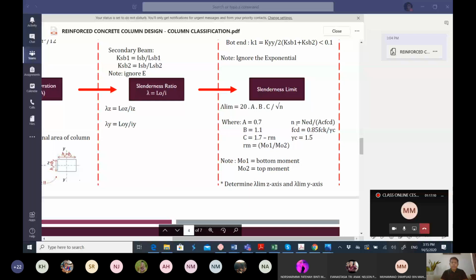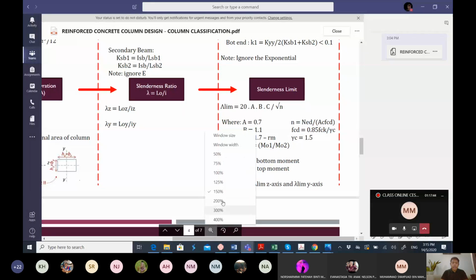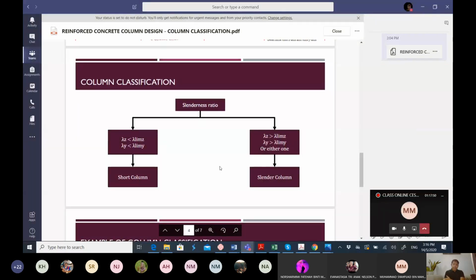Okay, and then you have to determine the lambda limit, the slenderness limit, for both axis Z and also Y. So that means you will have two, CZ and also CY, because your ratio of moment will have two: the ratio of moment for Z and also the ratio of moment for Y.